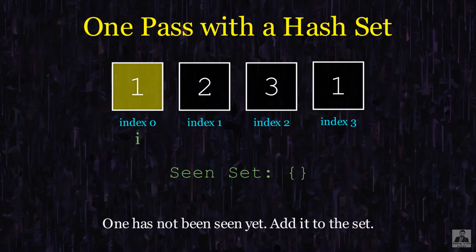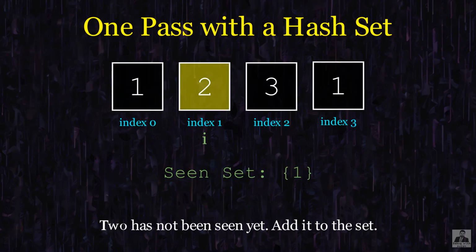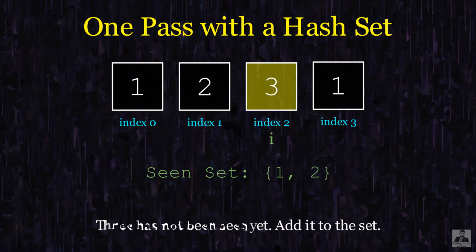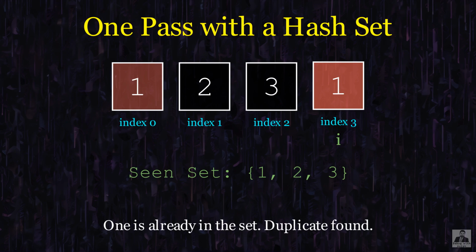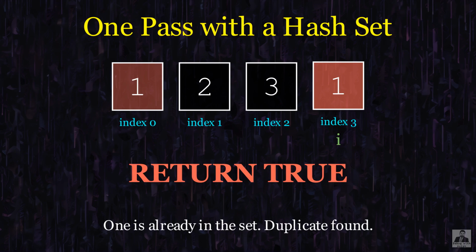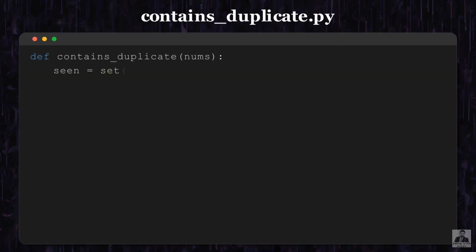1, 2, and 3 are all new, so we add each one as we go. Then we reach the second 1, and it is already sitting in the set from step 1. The moment that happens, we know the answer immediately. No further scanning needed.